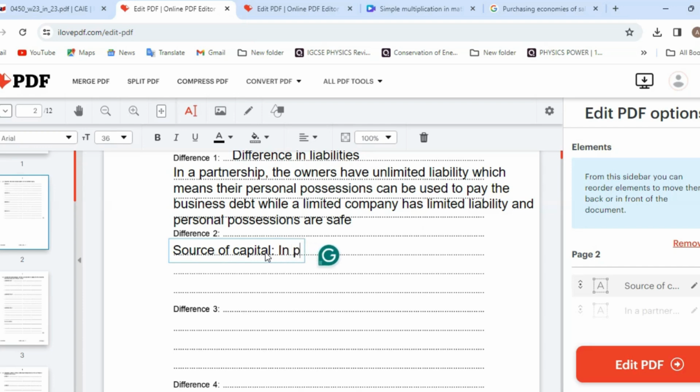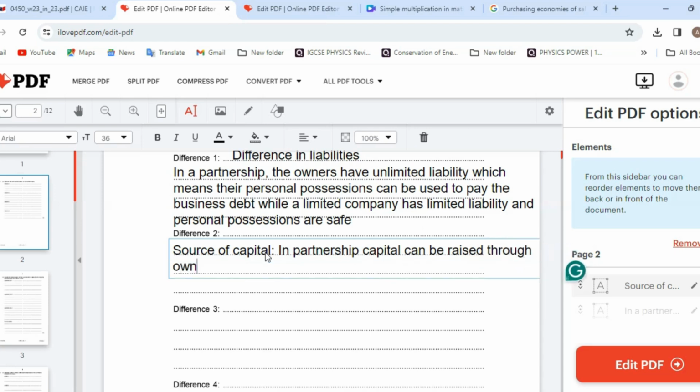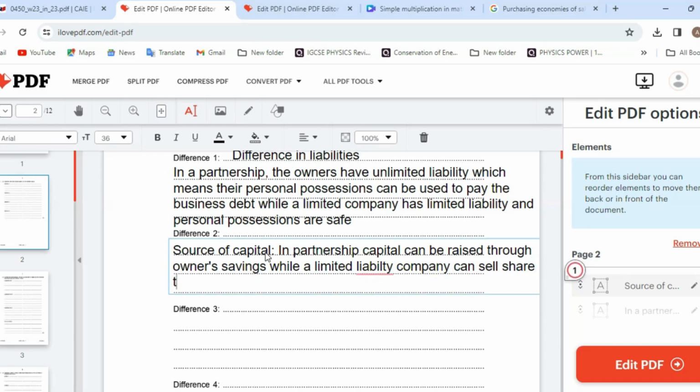As I said earlier, in partnership, capital can be raised through what? Through owner's savings or more. Why in a limited liability company can sell shares? Why a limited liability company can sell shares to raise capital?